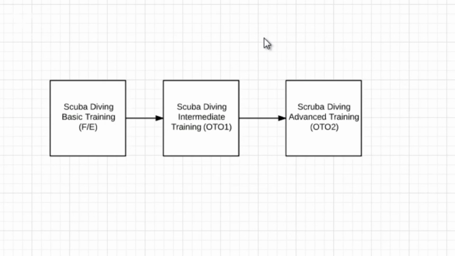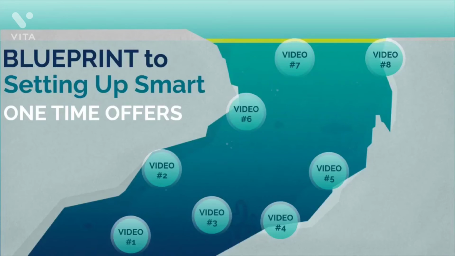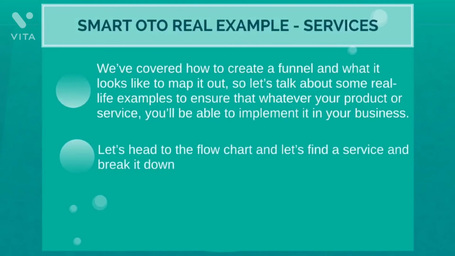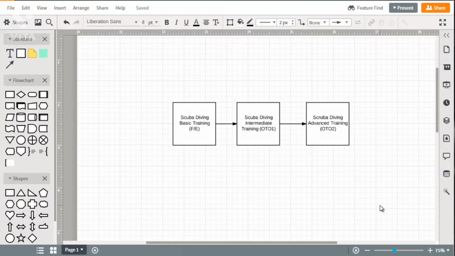Okay, so this is video number 7, and we're going to talk about similar to what we talked about in the previous video, but we're going to map out a product funnel that is just for services. So let's head on over to the flow chart and let's find a service and break it down. Okay, so let's use the previous example with the scuba diving, but instead of a product or a course or information product or something like that, let's talk about a service.